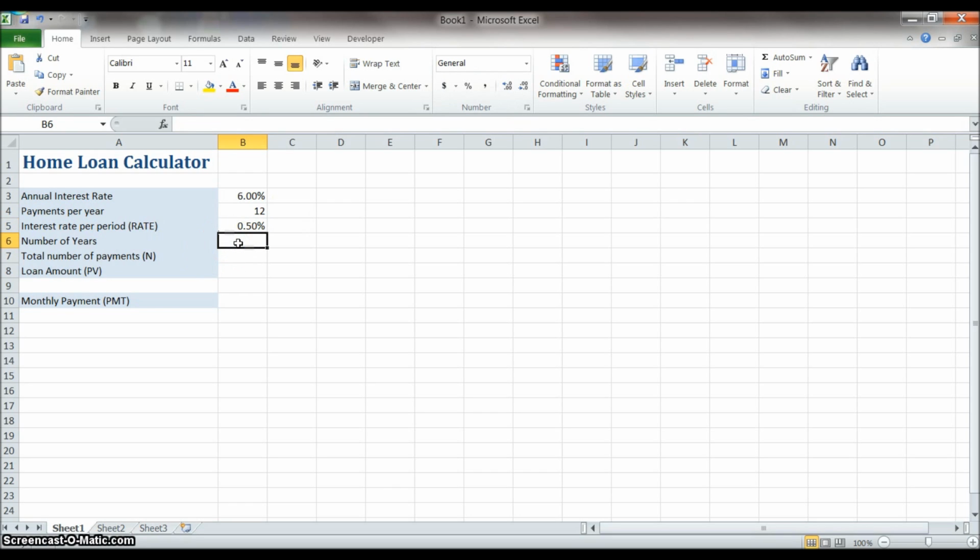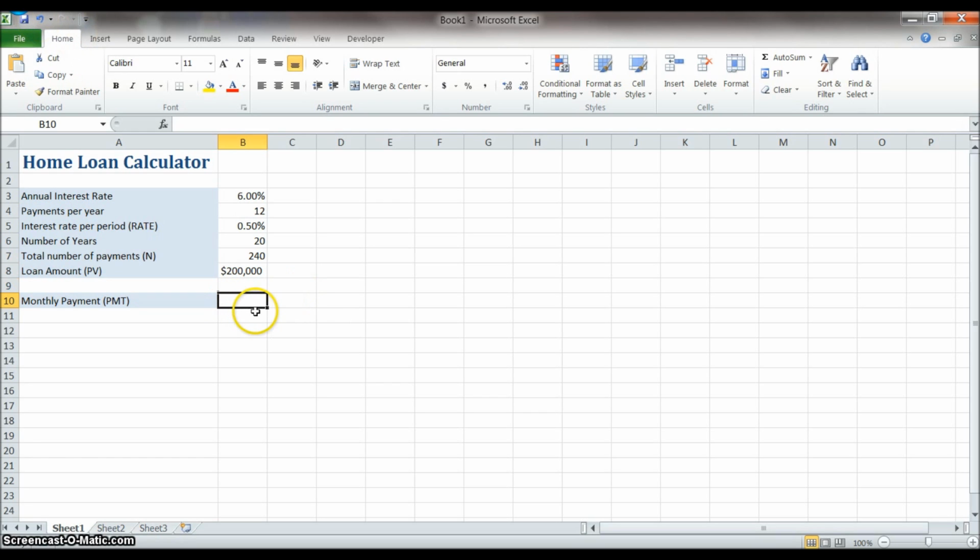We're going to say it's a 20-year home loan. So the total number of payments is going to be the total number of years times the payments per year. Alright, so 240. And let's say you took out a $200,000 mortgage.